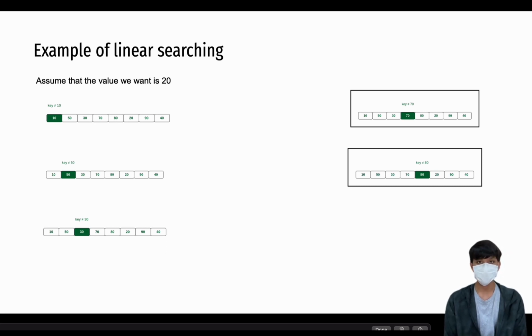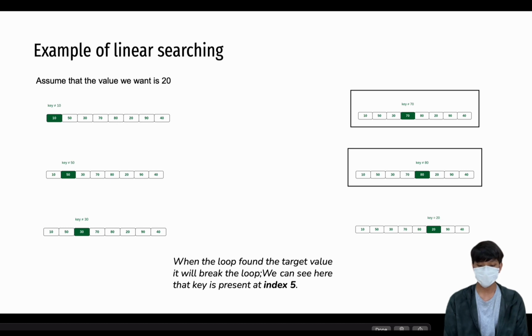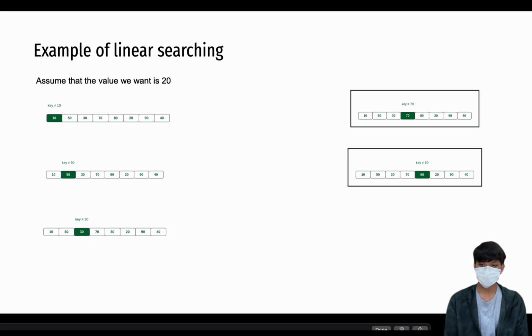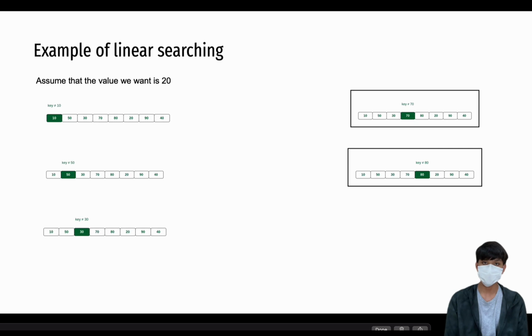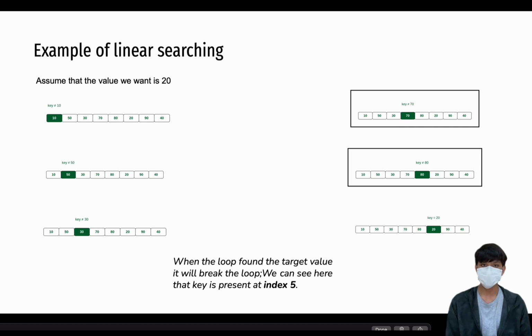So we skip like the same as we do at first, and we know that the fifth index is 80 and 80 is still not equal to 20. So we skip to the next index, and we found that the sixth index is equal to 20. And then when the loop found that the key is equal to the value in the index, so we know that the sixth index of the array is equal to 20, and the sixth index is 5.